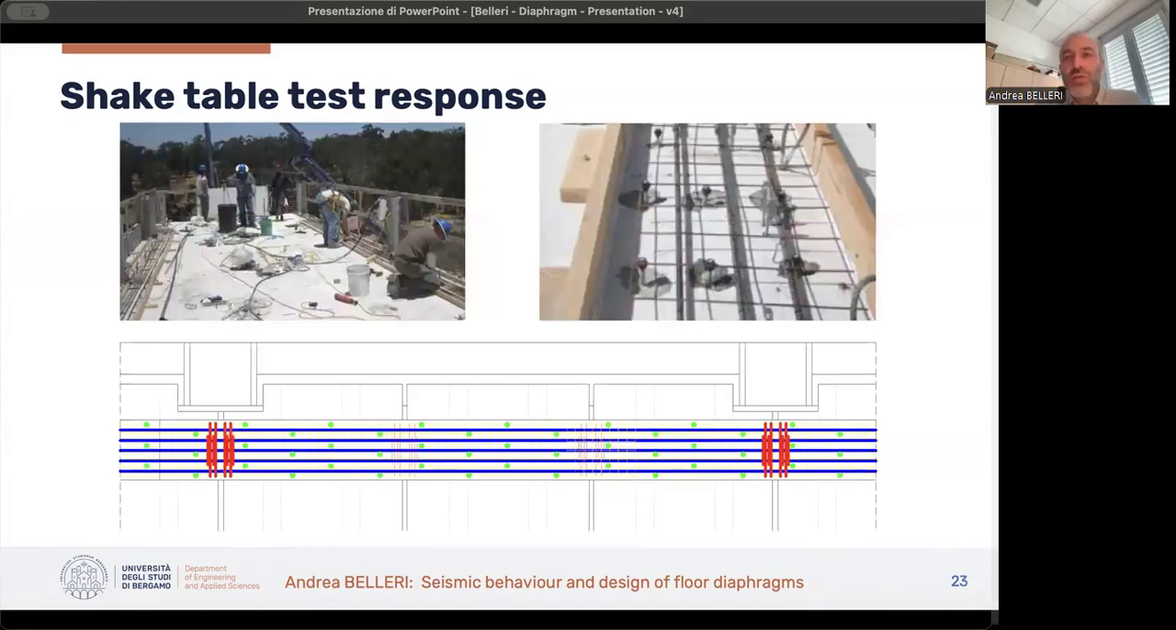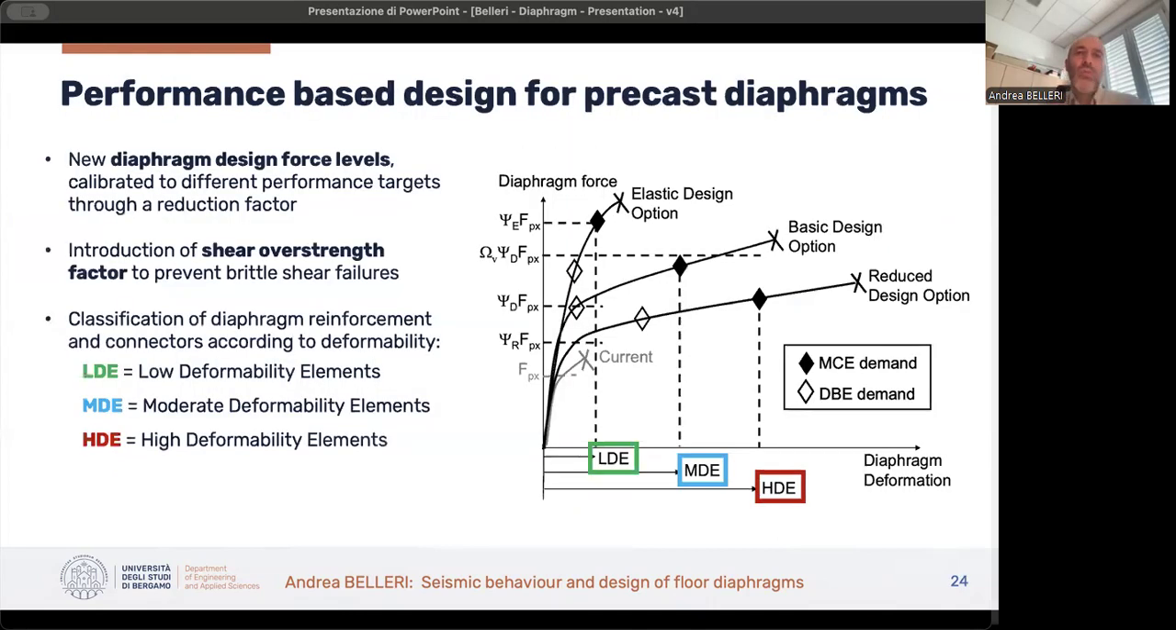So another test was conducted after an additional repair where they made a continuous reinforced concrete curb designed for shear transfer through shear friction. So the lesson learned from this test was a new diaphragm design methodology.